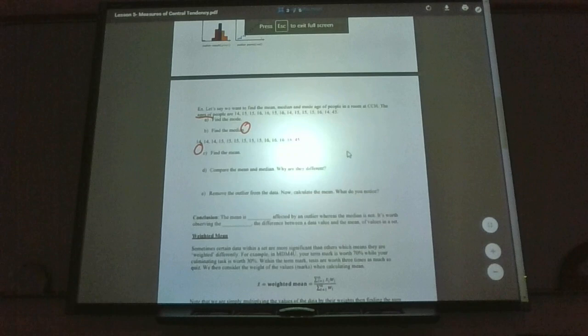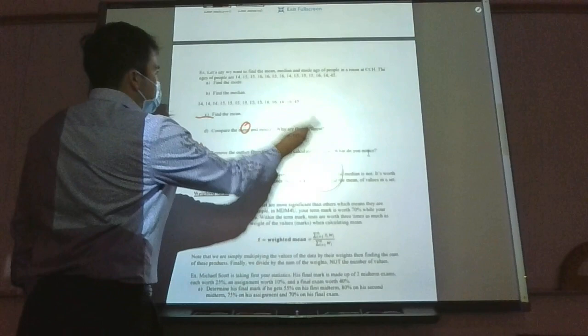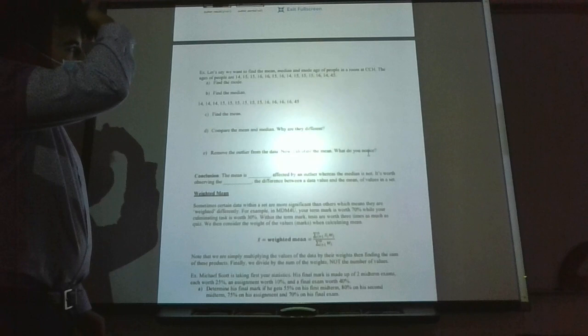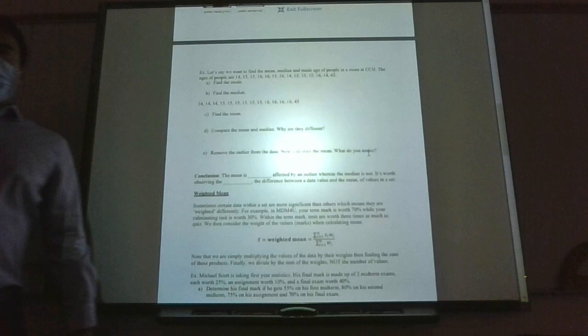let's look at this next example here, guys. So we have pieces of data here, and we're looking at ages in this case. So we are counting out the ages of all the people in a room at CCH. And the ages are 14, 15, 15, 16, 16, 15, 16, 14, 15, 15, 15, 16, 14, 45.